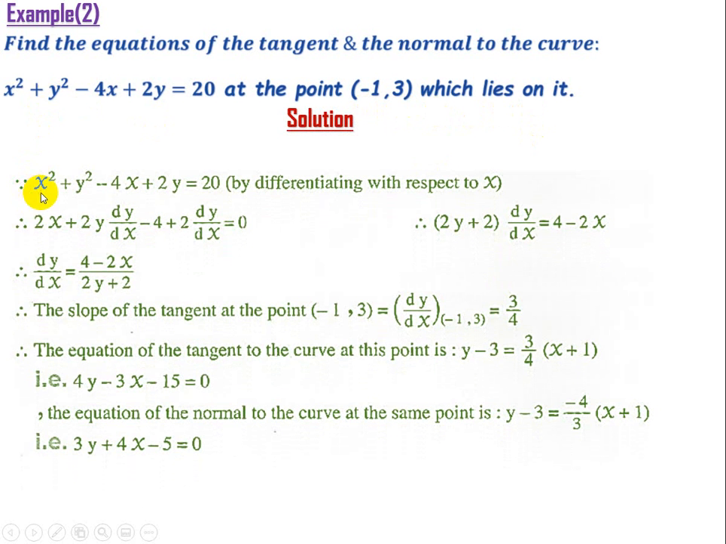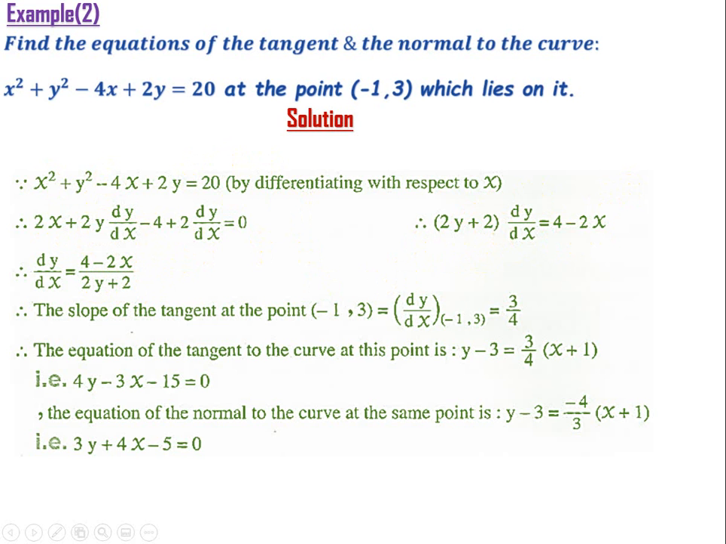Since x squared plus y squared minus 4x plus 2y equals 20, differentiating with respect to x gives 2x plus 2y dy by dx minus 4 plus 2 dy by dx equals 0. Taking dy by dx as a common factor, (2y plus 2) dy by dx equals, moving negative 4 and 2x to the right-hand side with the opposite sign, 4 minus 2x. So dy by dx equals (4 minus 2x) over (2y plus 2).